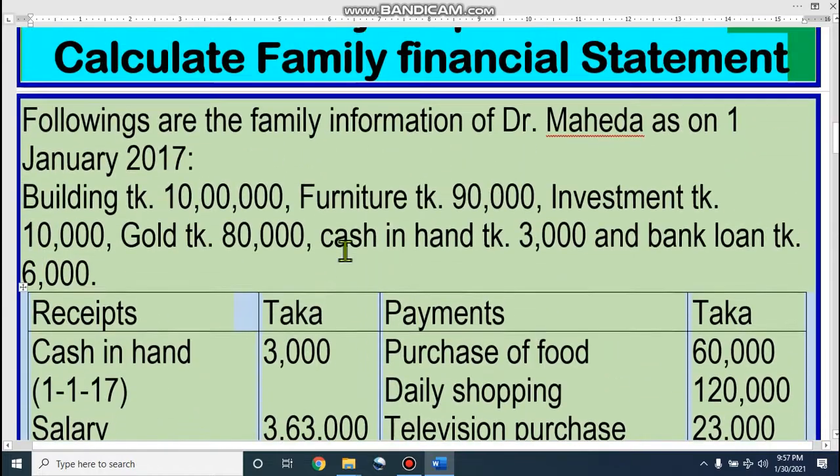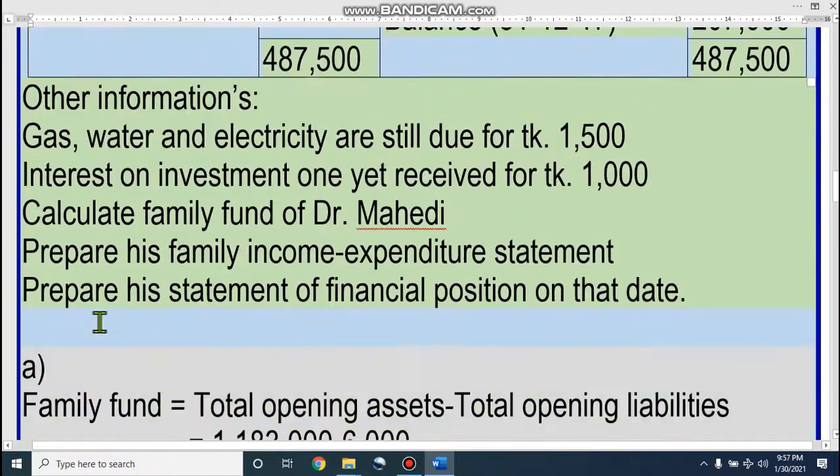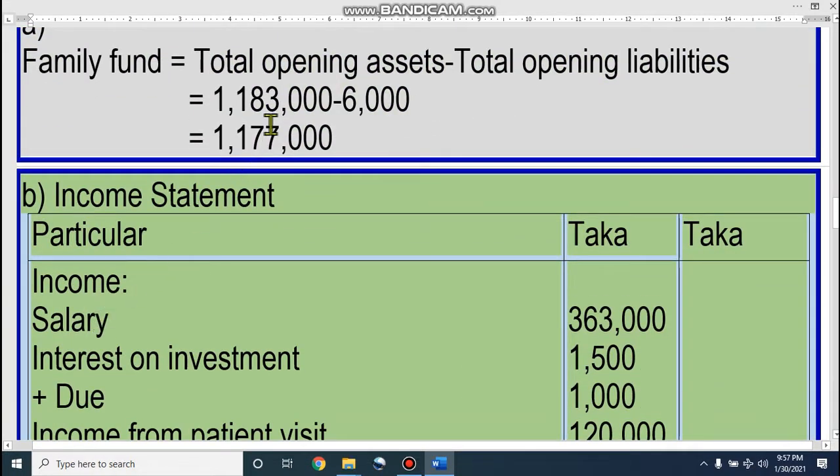On the other hand, there is only one opening liability, that is the bank loan. So the formula is opening asset minus opening liability equals family fund. Opening asset is 11 lakh 83,000, opening liability is 6,000. Therefore, family fund is 11 lakh 77,000. I hope all of you understand.